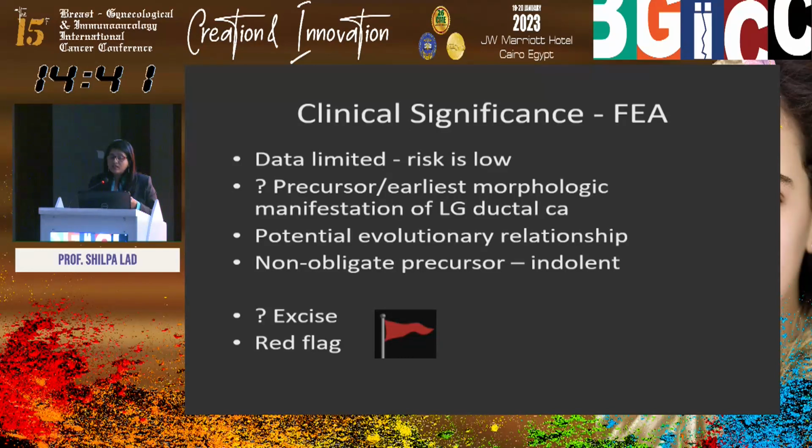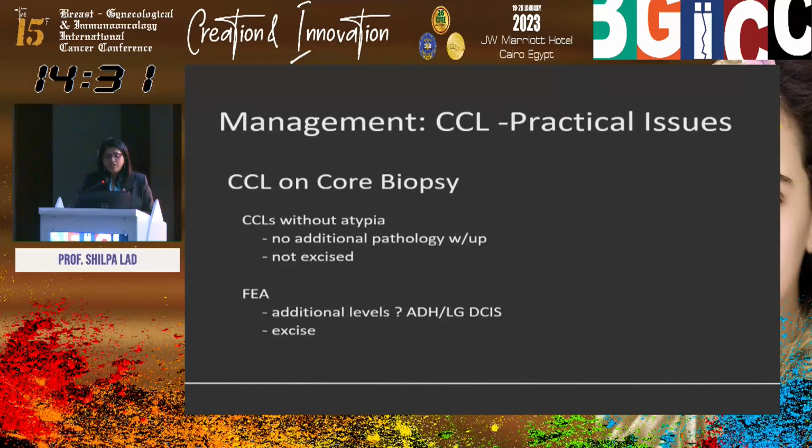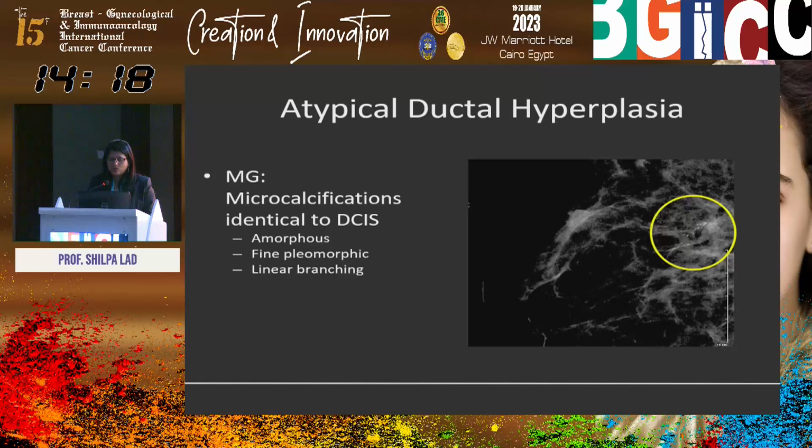There is, in fact, very limited data about what should be done with this. They are considered to be non-obligate, indolent precursors. Should we excise them? No, we don't really know. However, based on various articles, the recommendation is if there is columnar cell change without atypia, we can leave it alone, okay? What about atypical ductal hyperplasia?